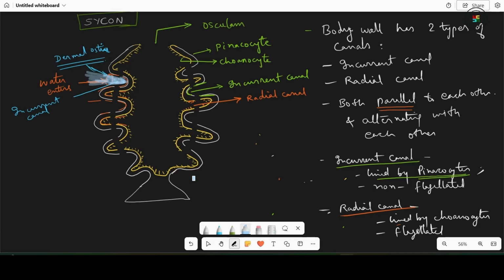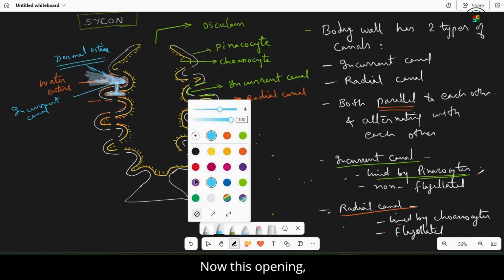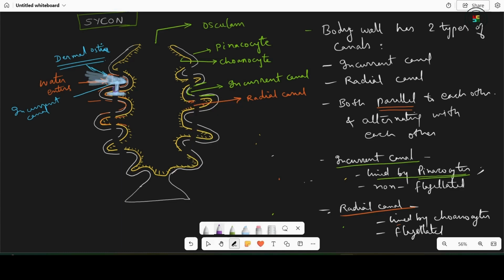So from there it goes to the radial canal. Okay, so this is the radial canal. It is entering the radial canal. Now this opening here in the body wall, through which water from the incurrent canal enters the radial canal, is called the prosopyle.